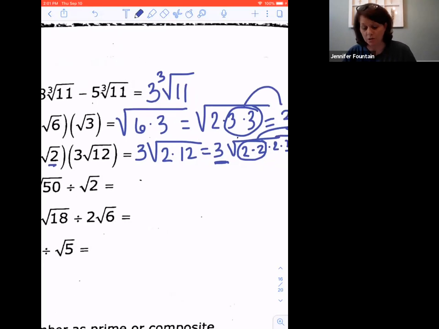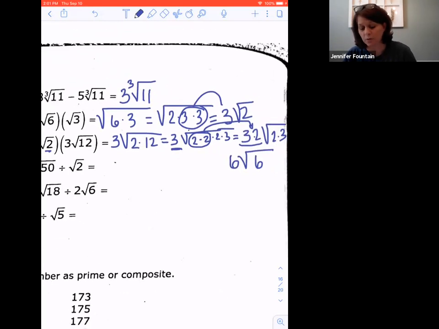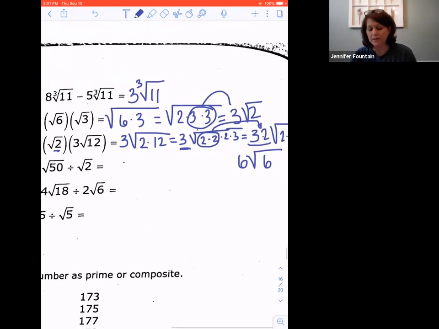And then we walked through the square root of 6 times the square root of 3, and we found where we would multiply those together or we would look at the prime factors, find our buddies, and we found that that was 3 times the square root of 2.